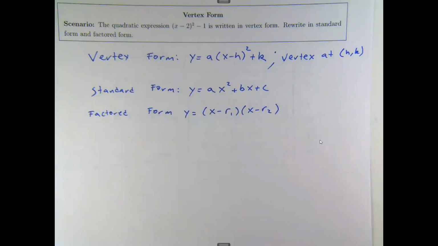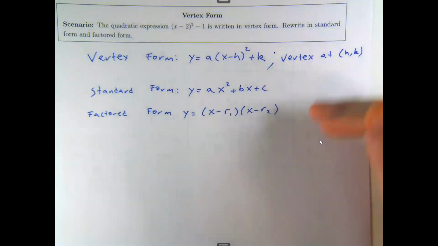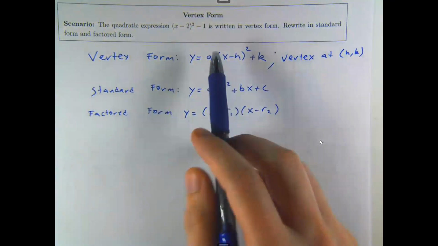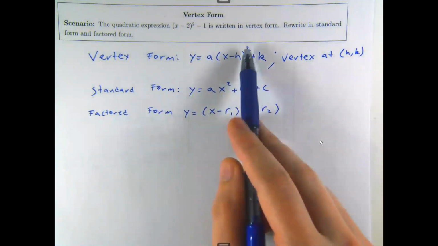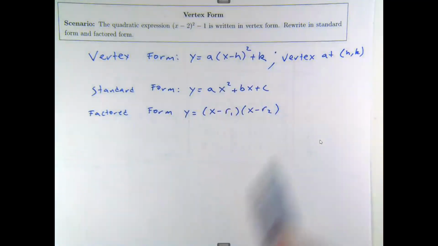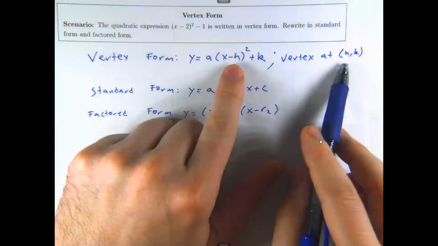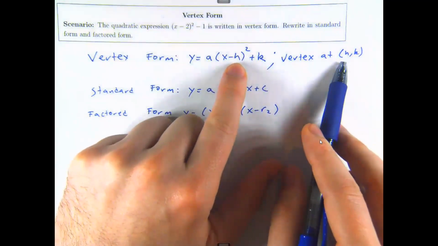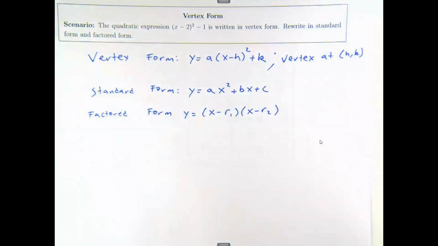Take a look at vertex form and shifting between vertex, standard, and factored form. Something is considered to be in vertex form if it looks like a(x - h)^2 + k. And if it looks like this, your vertex is going to be at (h, k). So you want to flip the sign of the thing that you have on the inside, and leave the sign of the thing that you have on the outside.